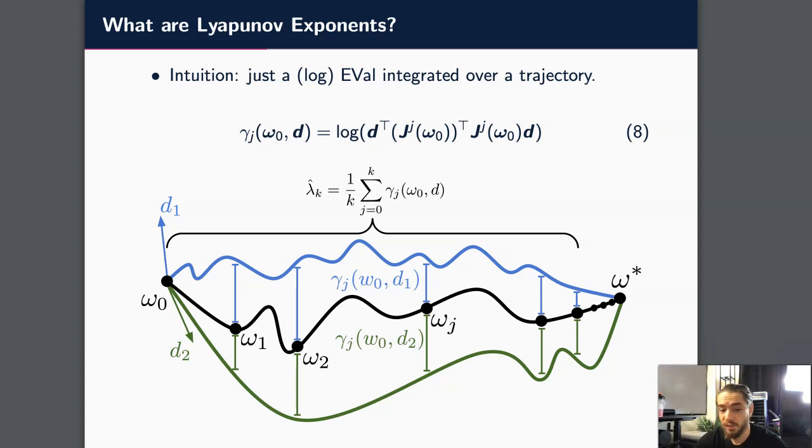The Lyapunov exponent for an initialization and perturbation roughly averages the log of the spread along the trajectory. Most theory deals with arbitrarily long optimization horizons, but we focus on truncated ones. Also, we primarily focus on the direction maximizing the exponent, the so-called maximal Lyapunov exponent.